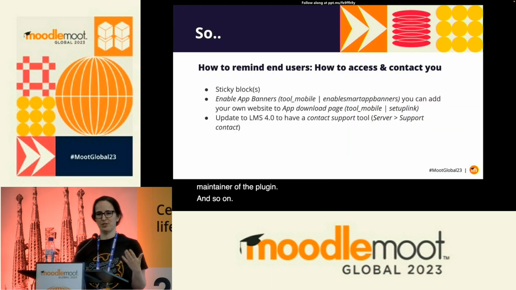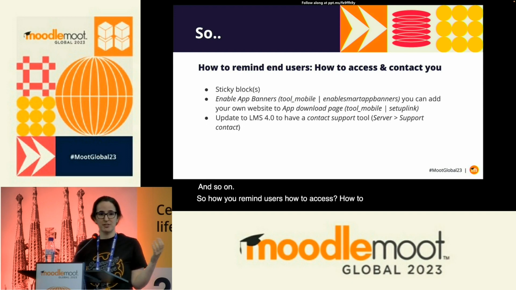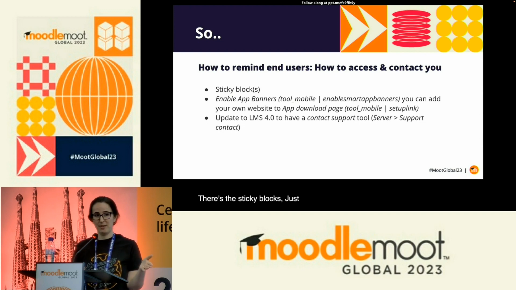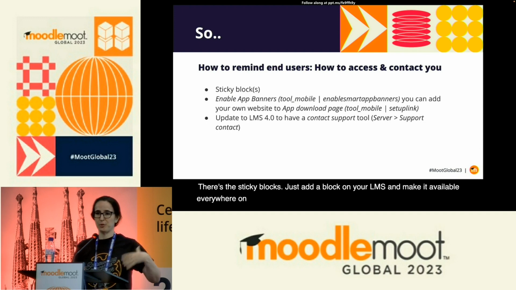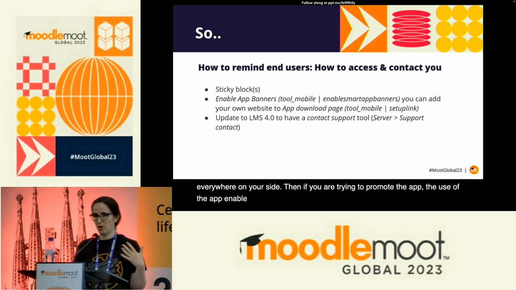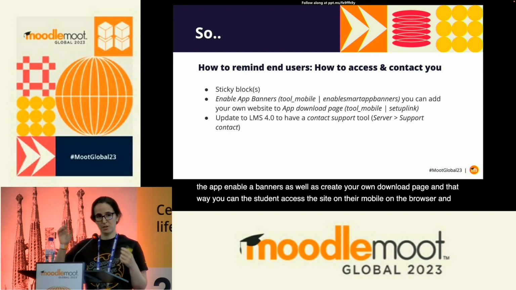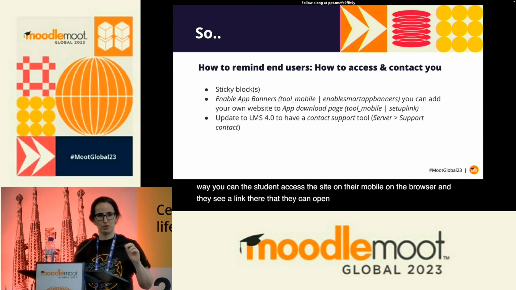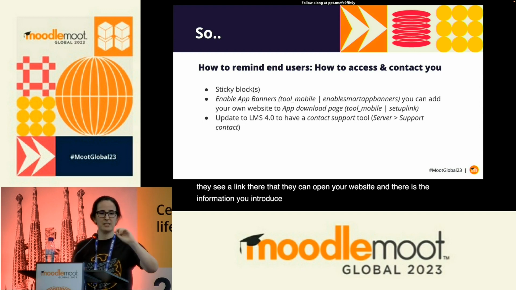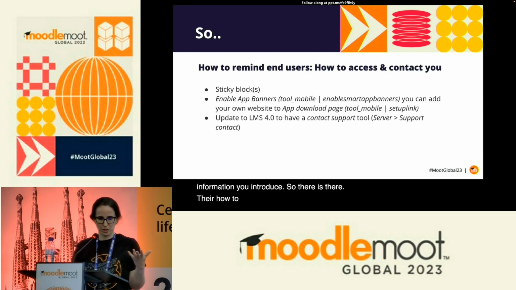So how do you remind users how to access, how to contact you? There are sticky blocks. Just add a block on your LMS and make it available everywhere on your site. Then if you are trying to promote the use of the app, enable app banners, as well as create your own download page. In that way, the student accesses the site on their mobile, on the browser, and they see a link there that they can open your website, and there is the information you introduce. So there is the how to access, the login, and the information on how to contact you.